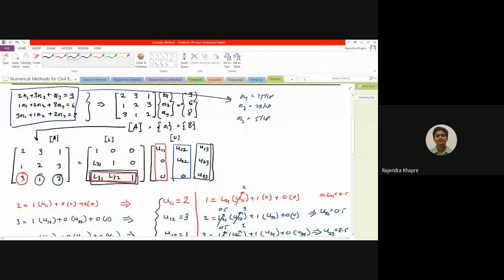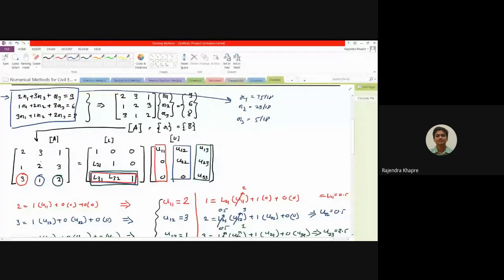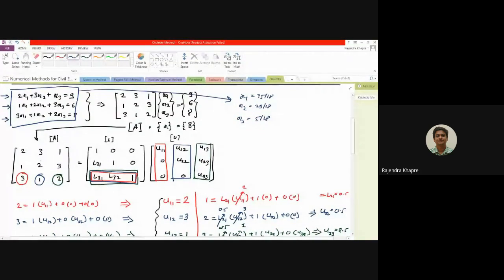This is the answer. Now I want all of you to substitute the values of x1, x2 and x3 in this equation or this equation or this equation, and please check whether you are getting 9, 6 or 8 respectively. Please cross check.